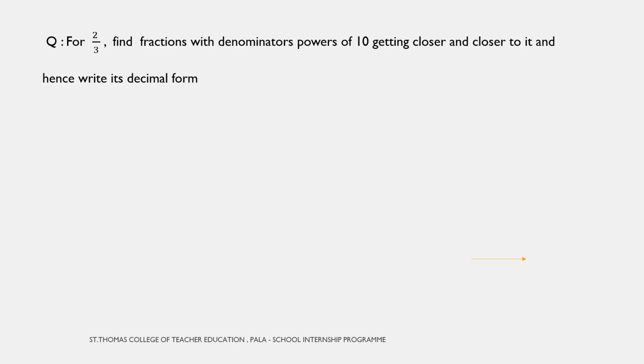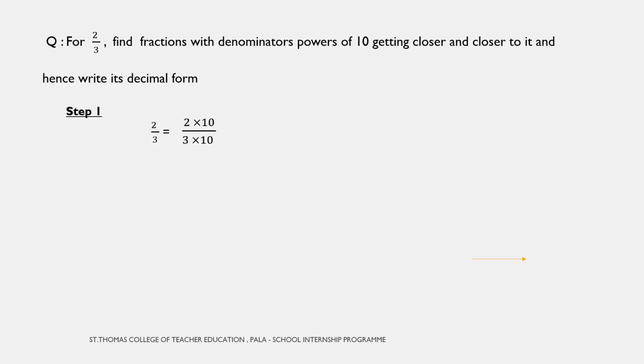Very good. Let's look at another question. For 2 by 3, find fractions with denominators powers of 10 getting closer and closer to it and hence write its decimal form. See, read the question once again. Find fractions with the denominators powers of 10 getting closer and closer to it and hence its decimal form. Here, which method you are going to apply? Yes, the same method as in 1 by 3. So, what is the first step?